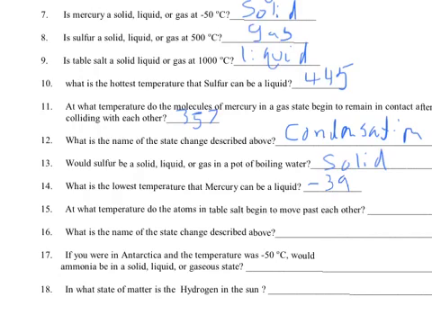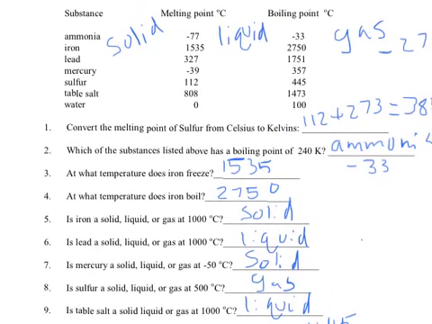At what temperature do the atoms of salt begin to move past each other? Now, when atoms start moving past each other, that's when it goes from being a solid to a liquid. So what we're talking about here is melting. So we have to find the melting point of salt. And the melting point of salt is 808.